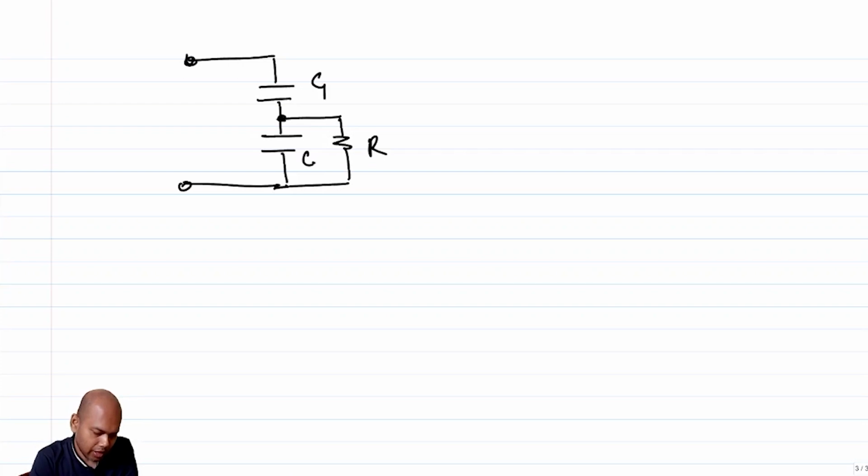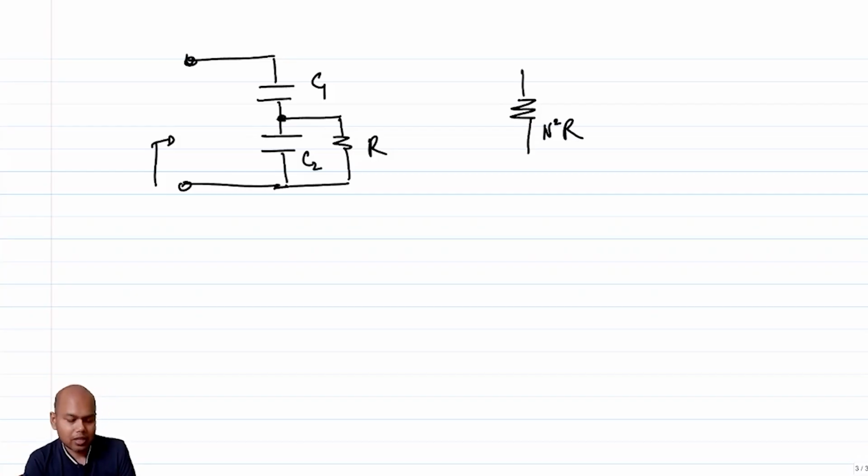So let's come back here. When we are essentially saying that the R is not loading the capacitive divider, what is the effective impedance approximately that you are going to see from here? Obviously you are going to see a real part, and what will be that real part? That real part will essentially be n squared times R, correct? But you are also going to see an imaginary part, right? But what will that imaginary part be?